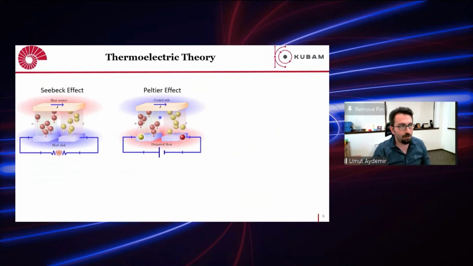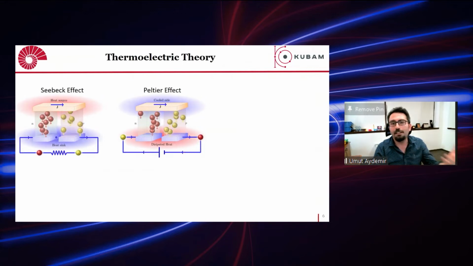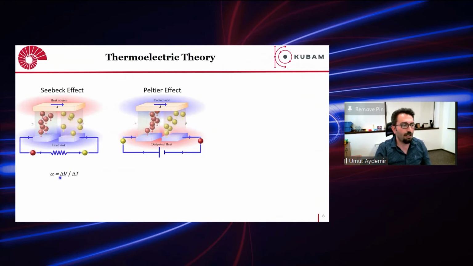So this is the thermoelectric theory. We have both power generation and cooling properties. In power generation, in the circuit you apply just a temperature gradient so that the charge carriers in the N-type and P-type semiconductors move from the hot side to the cold side, and this creates a potential. The amount of potential per temperature gradient gives us the Seebeck coefficient.